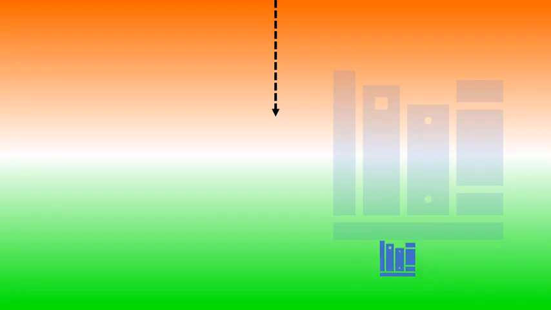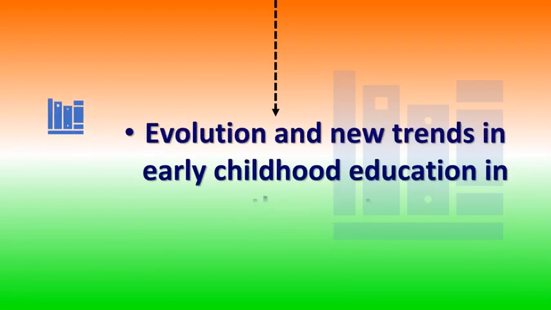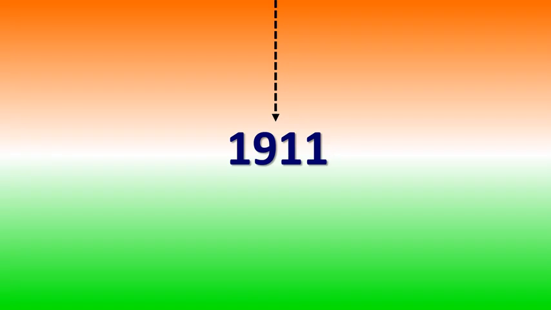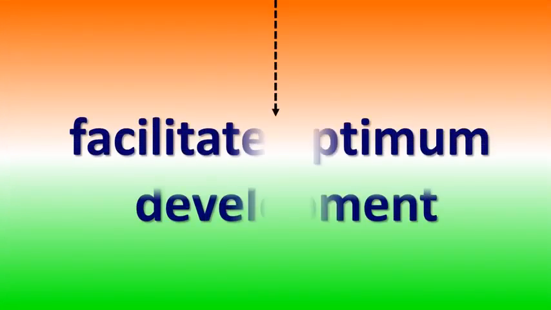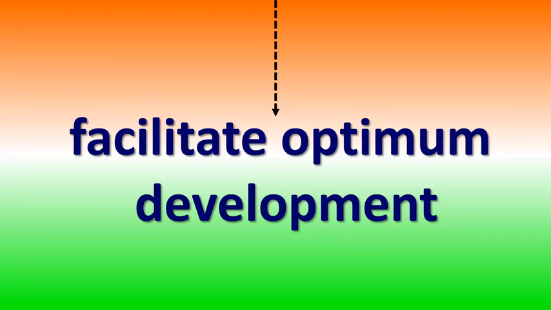Evolution and new trends in early childhood education in the country. In 1911, there were under 3 primary schools for every 10 villages. The aim of early childhood care and education is to facilitate optimum development of the child's full potential and lay the foundation for all-round development and lifelong learning.